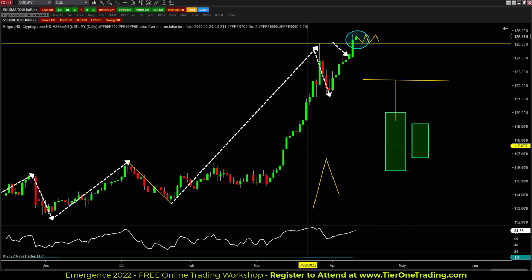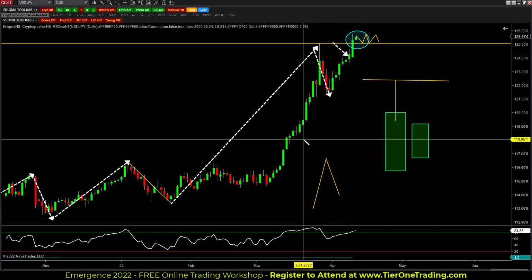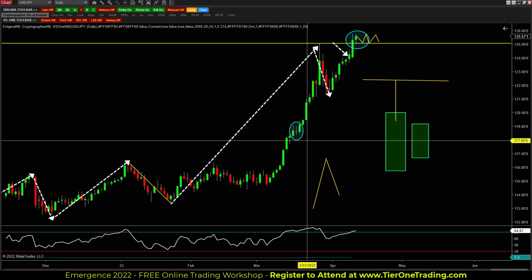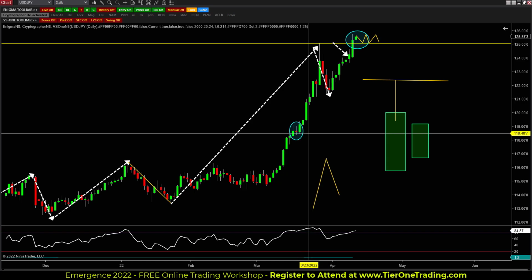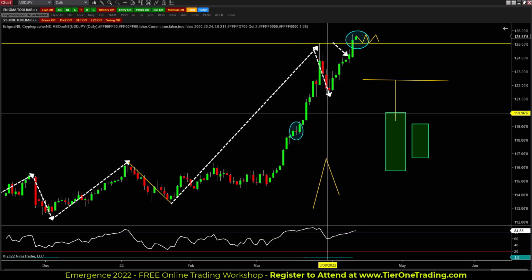AKA the mother bar. So you can see one right here. We'll call these pregnant pauses sometimes. See this little red guy? Or gal, either one, or whatever it wants to identify as. You see this little red candle? Should have just stuck with that. This is completely inside the previous candle, so it's a little bit of pause, consolidation, then we break out.